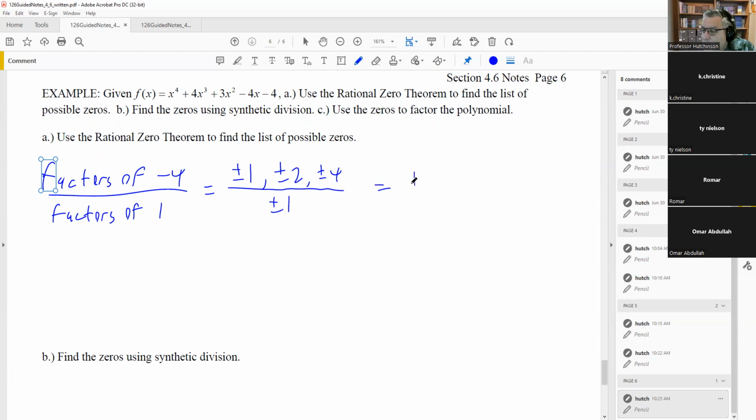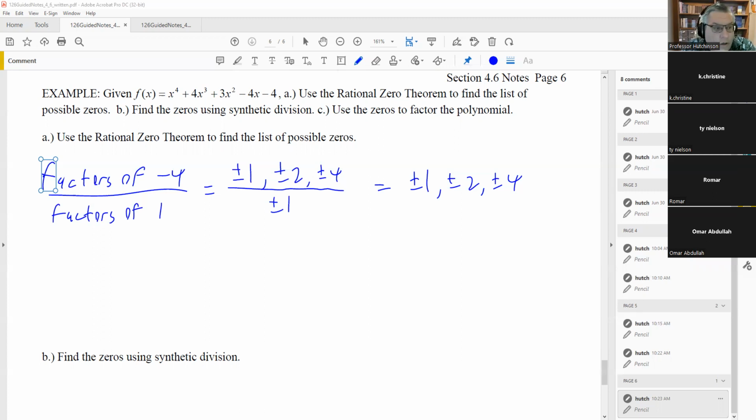So then if I just take all the numbers on top divided by all the numbers on the bottom, I just get 1, 2, and 4. I would put plus or minus signs in front of it. Okay, so that's all I get. So I don't have a whole lot of factors to try.